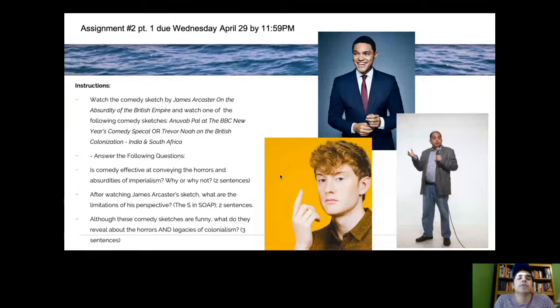Okay, so assignment number 2 is actually pretty cool. I wanted to create something fun for you guys because I know at least the people that are doing the work are doing a very good job. So assignment number 2, part 1, is due Wednesday, April 29th by 11:59 p.m. Your instructions are to watch this guy's comedy sketch. His name is James Arcaster, and he talks about the absurdity of the British Empire. The links are in the description of this YouTube video.